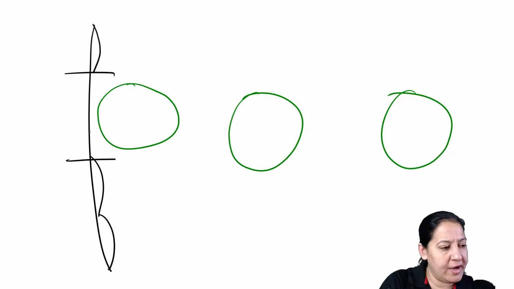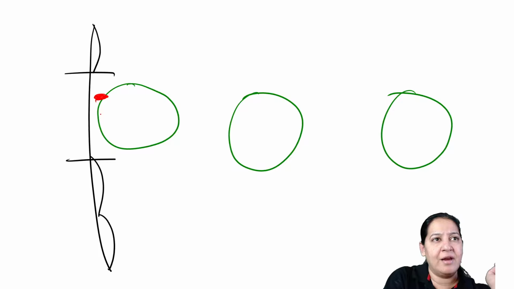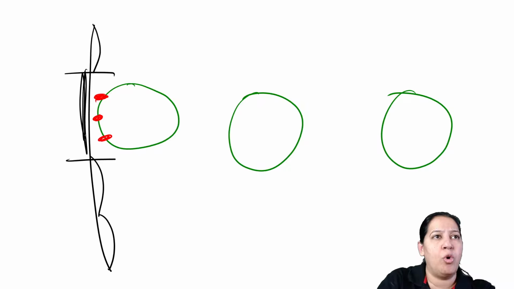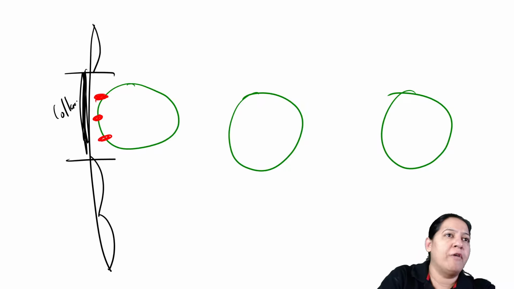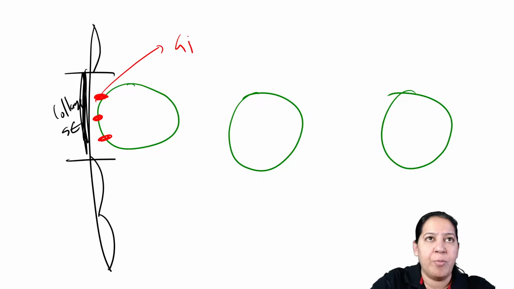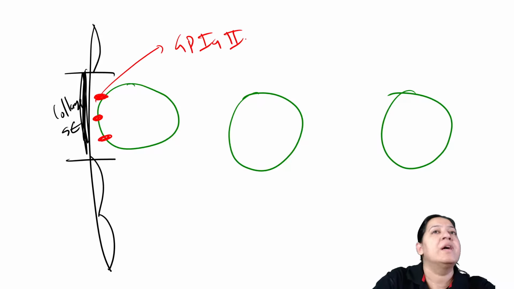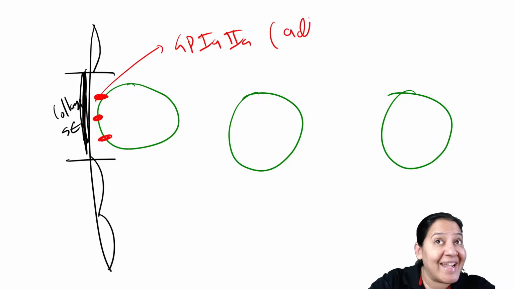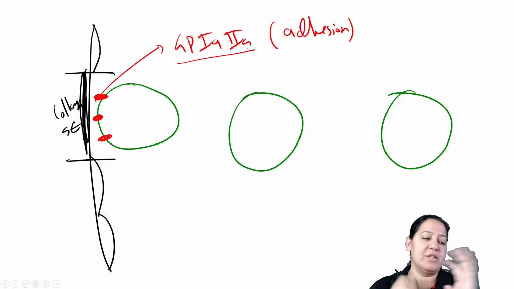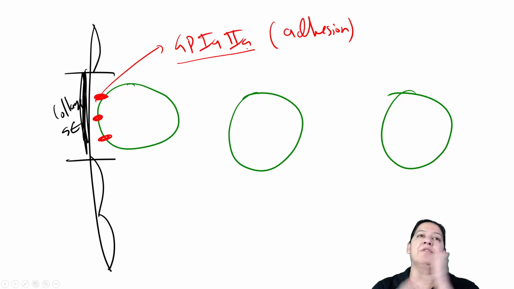So let me draw here the first platelet. There are red color receptors on this platelet which will form the bond with the subendothelial tissue, the collagen. This is the collagen of subendothelial tissue. So these red color receptors are known as glycoprotein 1A2A. These are the receptors responsible for adhesion because these receptors form a bond with the collagen of the subendothelial tissue. Please learn the name of the receptors, right?